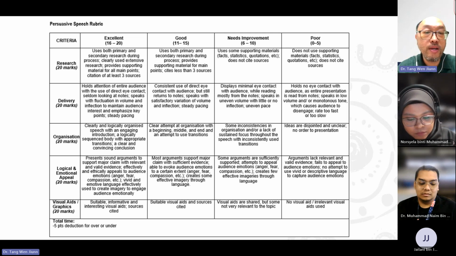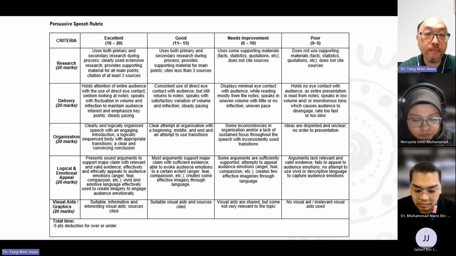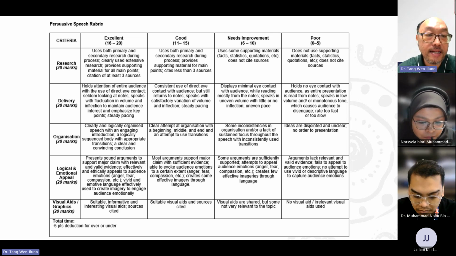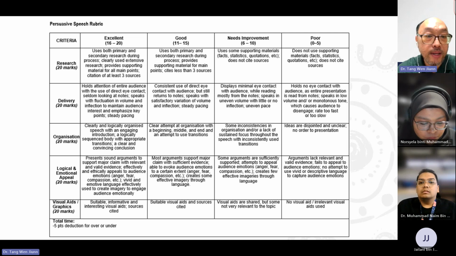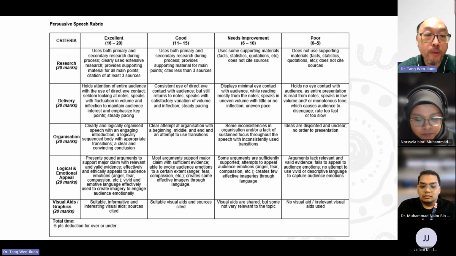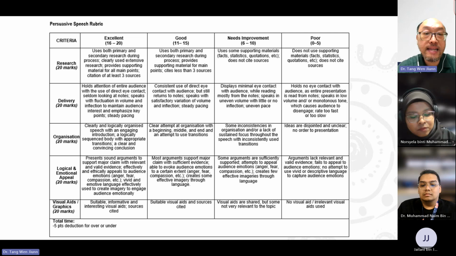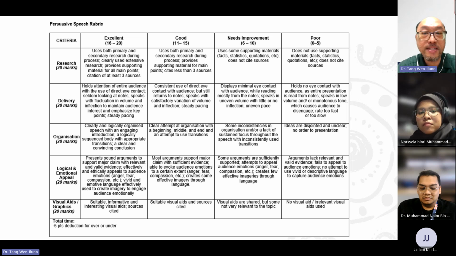Then we split into excellence, good, improvement, and poor. You can see all the marks are given here, and then we have the descriptor inside here. So when we share this with students, they can read and know, oh, this is what I've been judged on during the presentation.